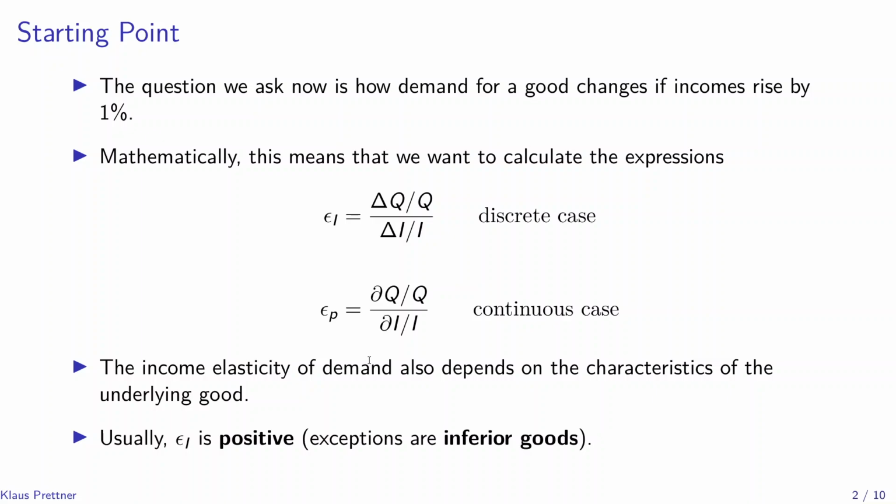As with the price elasticity of demand, the income elasticity of demand also depends on the characteristics of the underlying good, and we will see this on the next slides when I go through a few examples. Usually the income elasticity of demand is positive, which means that if incomes rise, people typically demand more of the particular goods, but there is an exception, and these are inferior goods. So goods where, if incomes rise, you can afford a better good, which is a substitute for the inferior good, and then the demand for the inferior good would go down. But I will say more on this in another chapter.